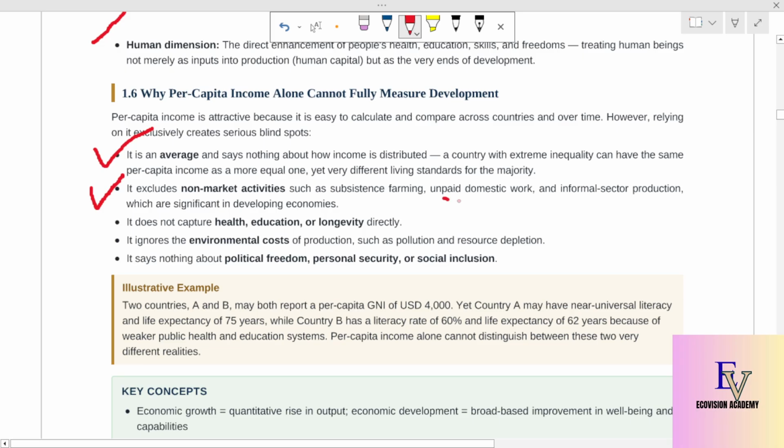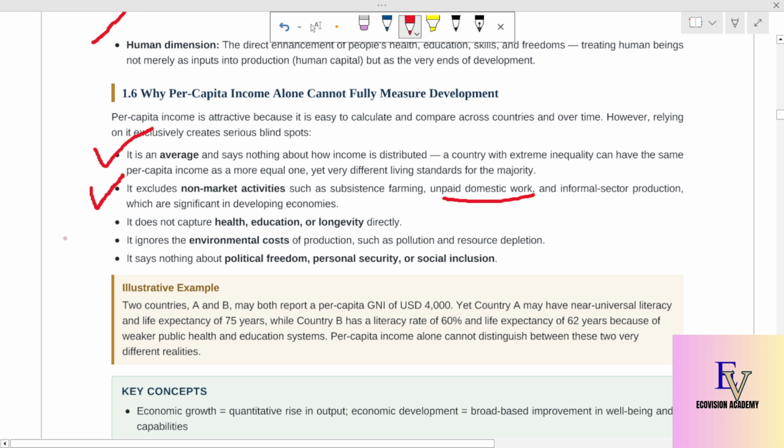Sometimes there is some unpaid domestic work. Unpaid domestic work means you are doing something, but you are not getting paid for that. Suppose I am your friend and I tell you that you are going to Kolkata tomorrow, so just drop one of my letters in Kolkata. But you are not getting paid, because you are my friend. So this is something like unpaid domestic work. Or there are some informal sector production, or many things.